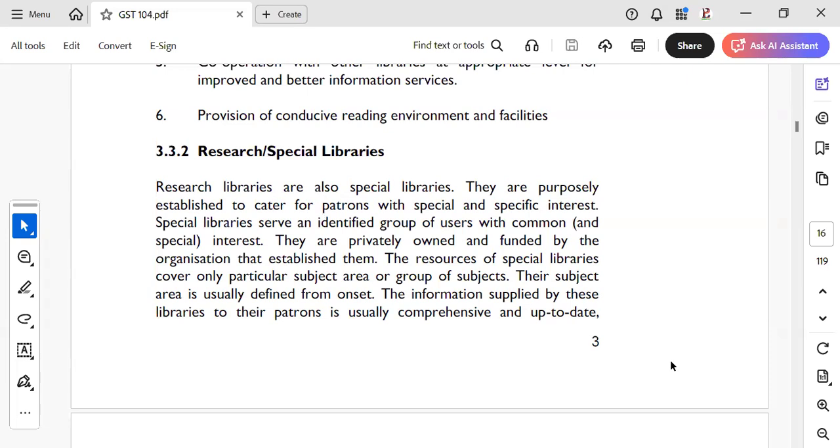They are privately owned. Let's see some points to pick out from there. Their purpose of establishment is to cater for patrons with special and specific interests. Please note it. This is a very important point because that is the major question they normally ask on research or special libraries. The dash libraries are purposely established to cater for patrons with special and specific interests. Those are research or special libraries. Please, when you see this question, whether in OBJ or fill in the gap, your answer is research or special library.